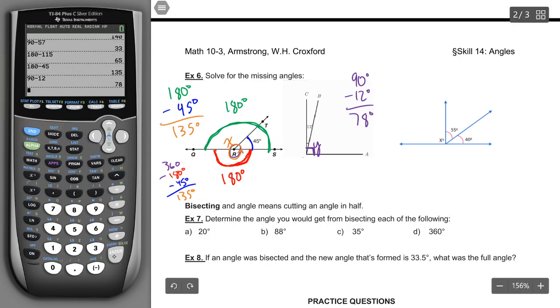If you wanted to, maybe you could figure out the reflex angle here. How would you figure out that reflex angle? Well, that reflex angle would be 360 degrees, the full circle, minus the 90 degrees that we have for y, and that's 270 degrees. Just for fun, why not?